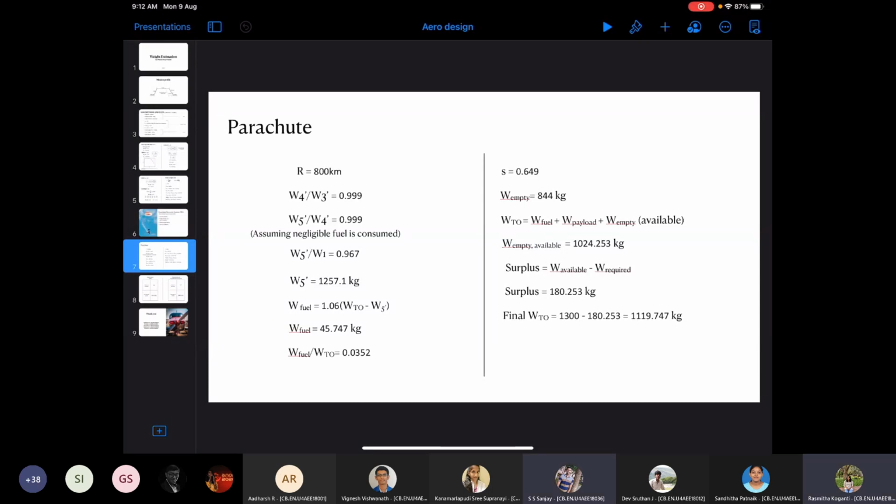Shouldn't it be non-expendable payload? Sir says consider it as a non-expendable payload weight. Okay, sir.